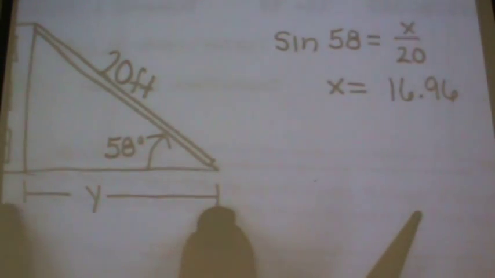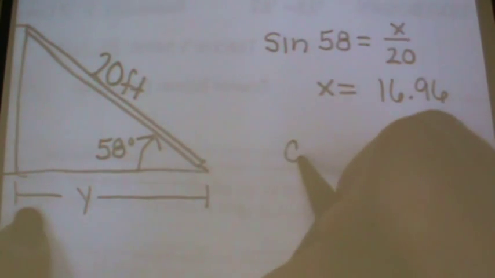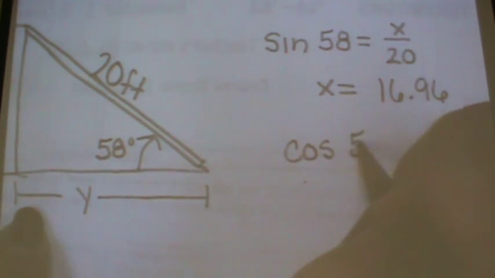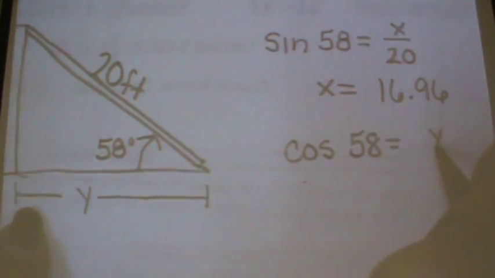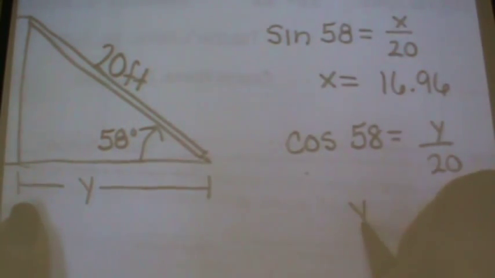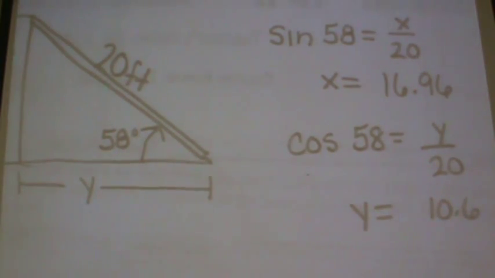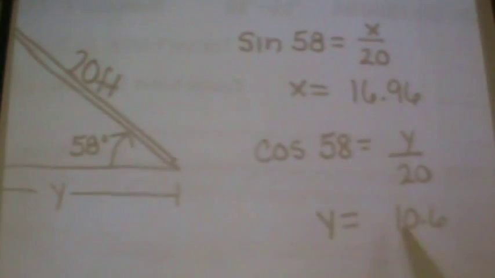How do you figure out from here to here? Cosine. Cosine of 58 is y over 20. And I believe you get 10.6. So the ladder is 10.6 feet away from the building.